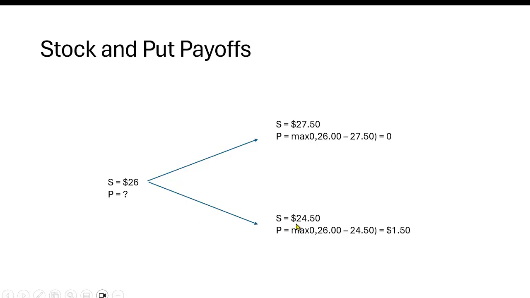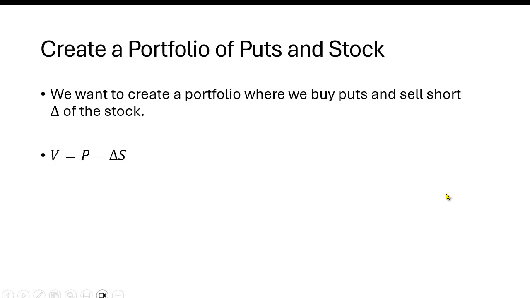In the down state of the world, the price falls to $24.50, and it's also the maximum of 0, or 26 minus $24.50. And in this case, it's worth $1.50, right? The stock price falls to $24.50. You can sell the stock for 26. You make $1.50. So what we want to do is create a portfolio where we buy puts and sell short delta shares of the stock.